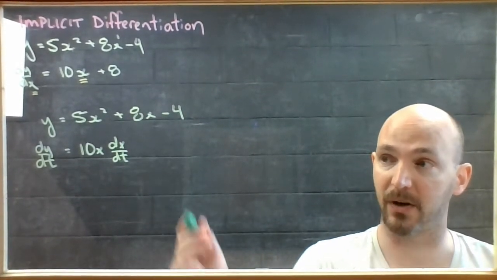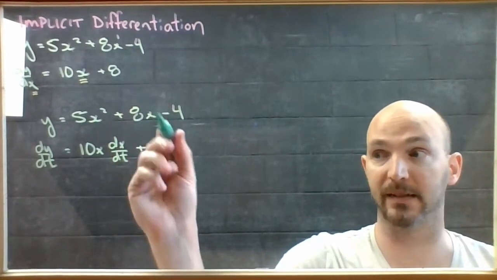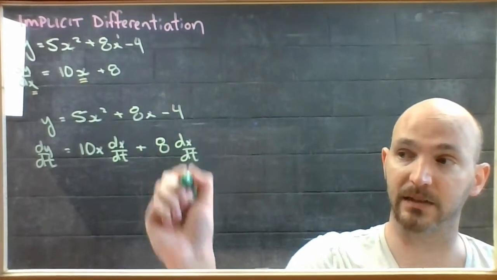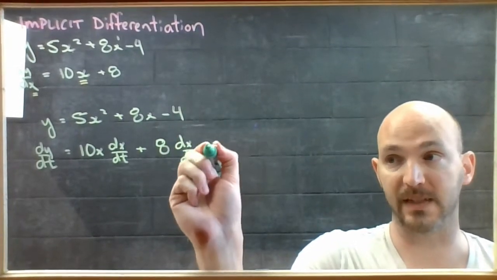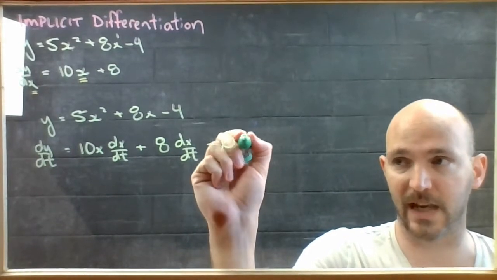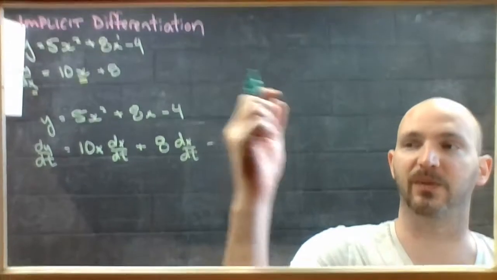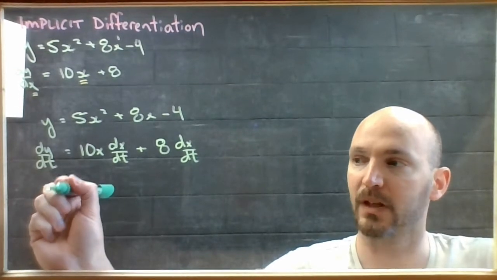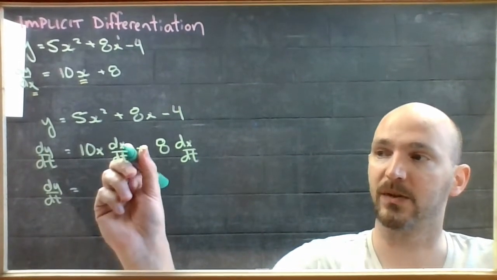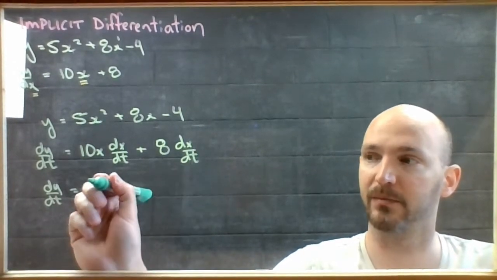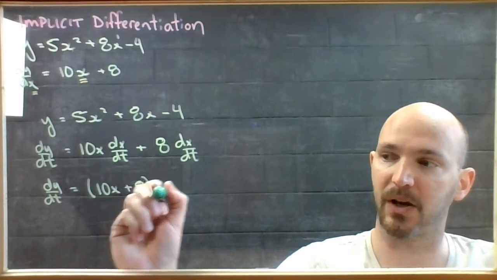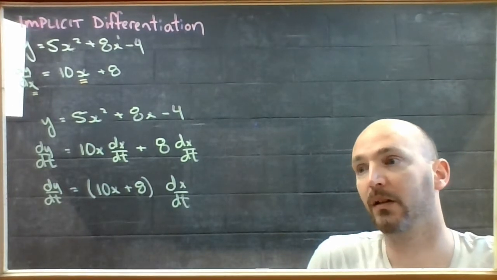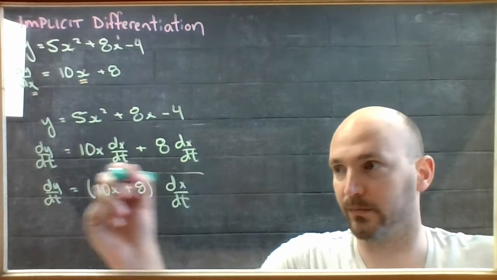So if I go to do this next part, I have to remind myself that the derivative of 8x is just 8. And then because the x and the t don't match, I need to tack a dx by dt on the back there. The derivative of negative 4 would be 0. Technically you could attach a dx by dt there, but 0 times anything just goes away. So I end up with that. Now, if you like, you could factor that. I have a dx by dt in this term and in that term. So if I factor it out and park it at the back, I end up with this. Now I'm done. Okay, so complete.